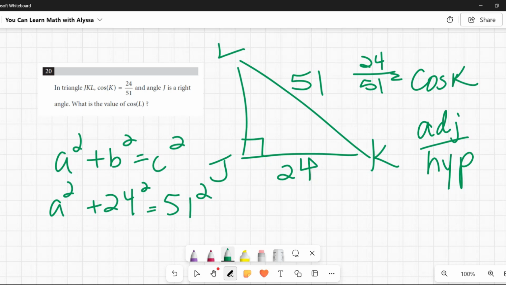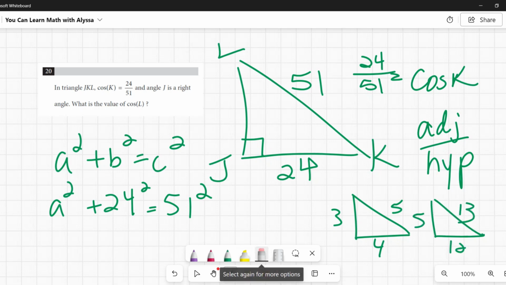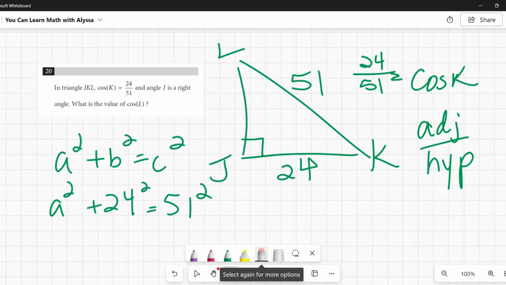Sometimes with these right triangles, it's beneficial to look and see if it might be a Pythagorean triple, meaning one of our common triangles that has those nice round numbers like 3, 4, 5, or 5, 12, 13. There's a few of them. And if you want to learn those, they can save you a little bit of time.